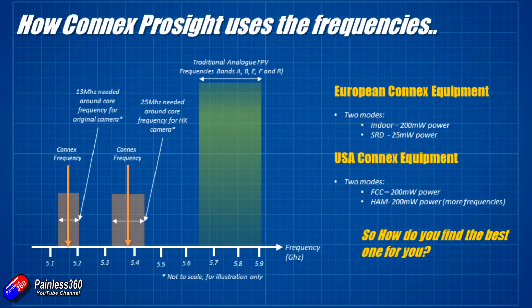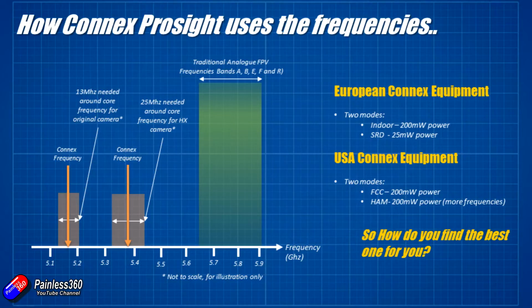The USA Connex equipment has a little bit of a different setup. There are two modes, both of them are still 200 milliwatts, but in this case, one of them's called FCC and the other one's called ham. If you select the ham, I'm guessing it's referring to the amateur radio licenses that people have, then if you choose ham, you get more frequencies, particularly down in the lower ranges. So that's the difference there in non-EU countries.